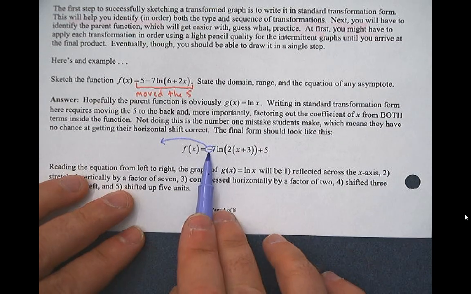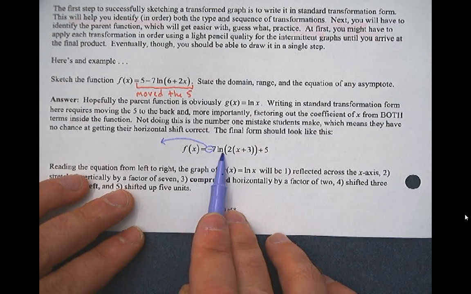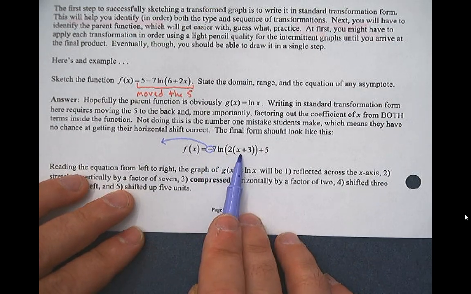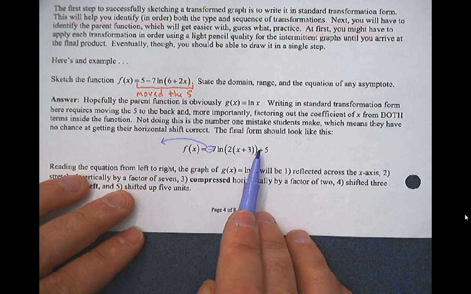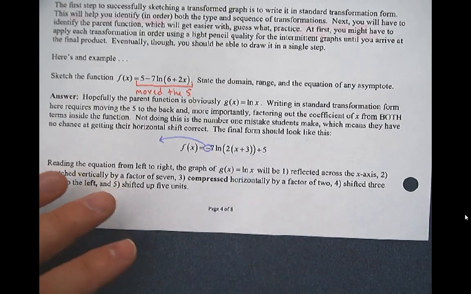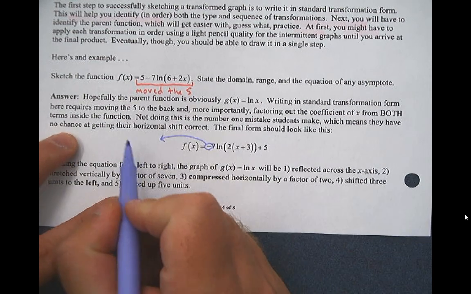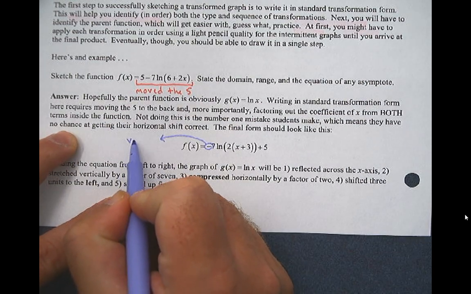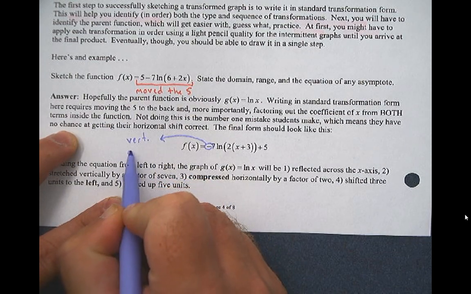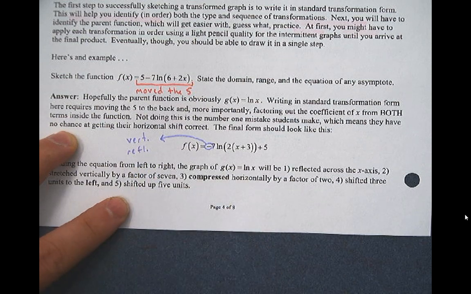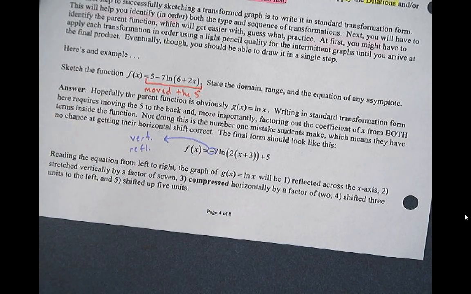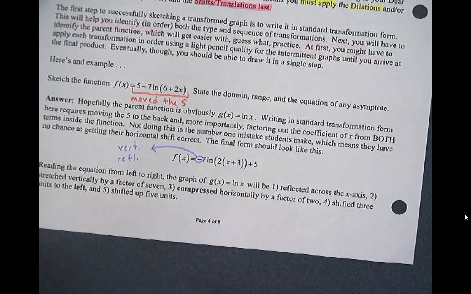Well, is the negative getting attached to the function, or is the negative getting attached to the x? It's getting attached to the function, which means my function values will reflect. So this will be a vertical reflection. That negative will cause a vertical reflection. Does that make sense? Try to circle the 7 and say what you think the 7 is going to do. Pause it and come back.